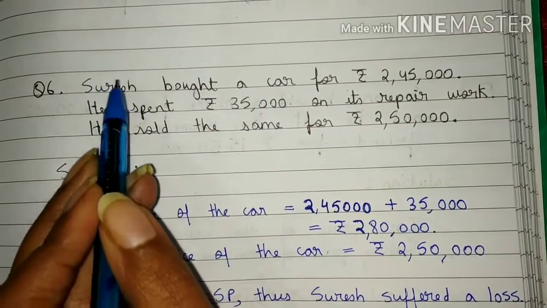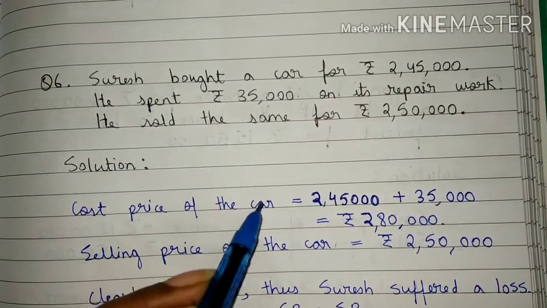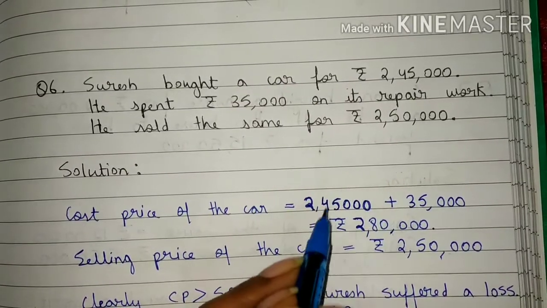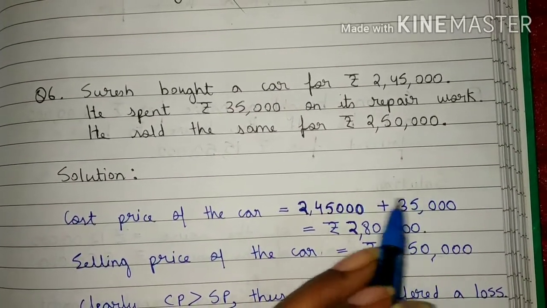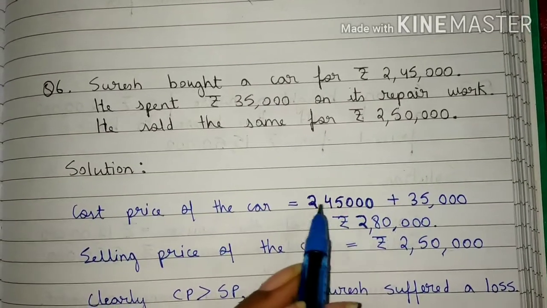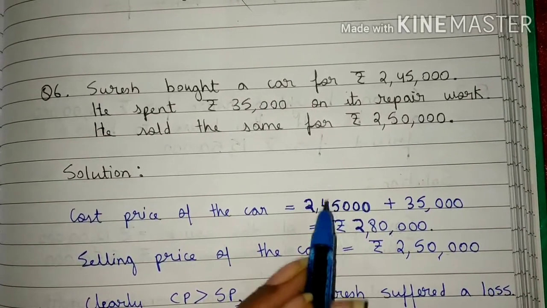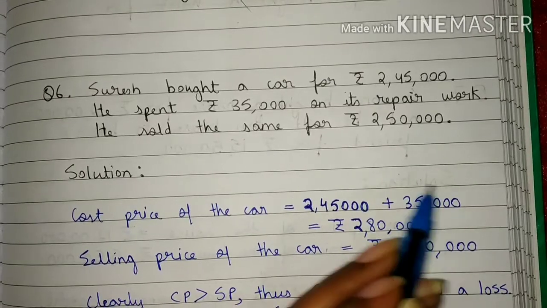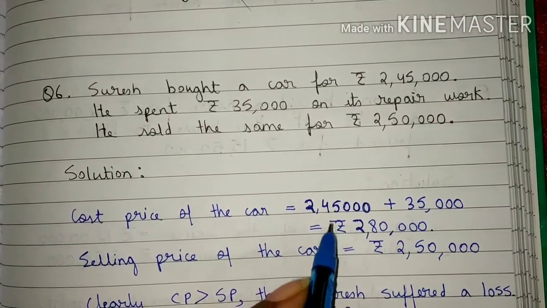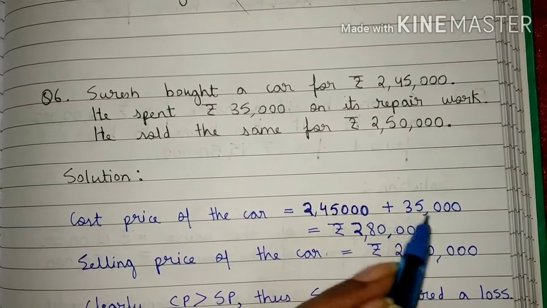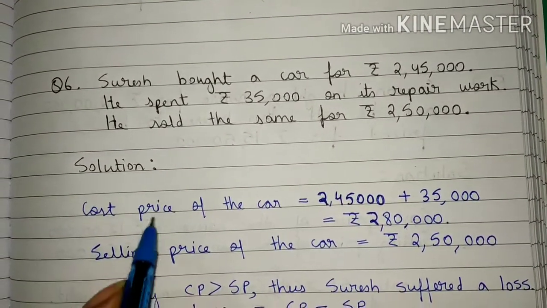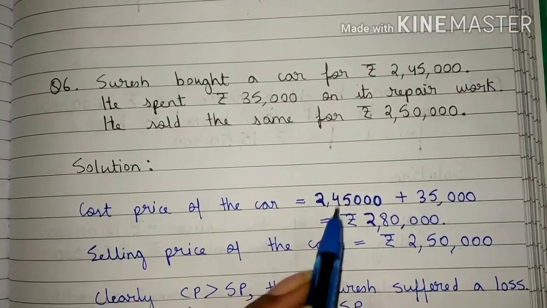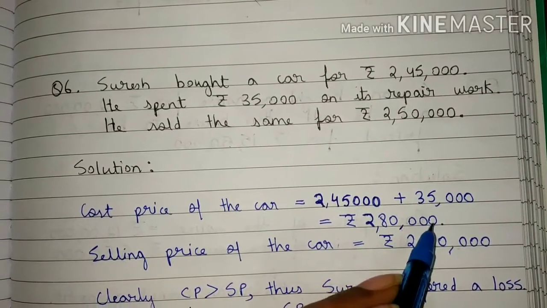So for Suresh, the cost price of the car is 2,45,000 plus 35,000. Now students, when you add 2,45,000 plus 35,000, you will get the answer rupees 2,80,000. So the cost price of the car is rupees 2,80,000.